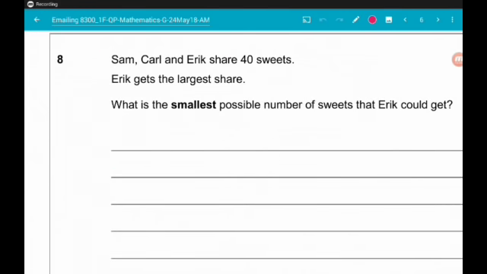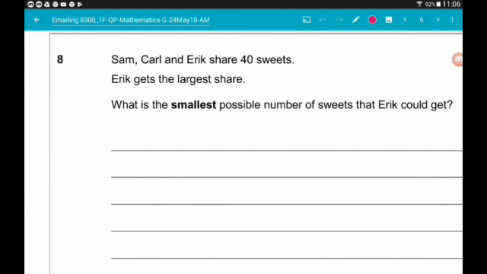Question 8. Sam, Carl and Eric share 40 sweets. Eric gets the largest quantity. We want to work out the smallest possible number of sweets Eric could get. So this is quite a tricky one, certainly to explain anyway. What we need to think of are 3 whole numbers that add up to 40, such that the biggest number couldn't be any smaller without one of the other 2 numbers being bigger.